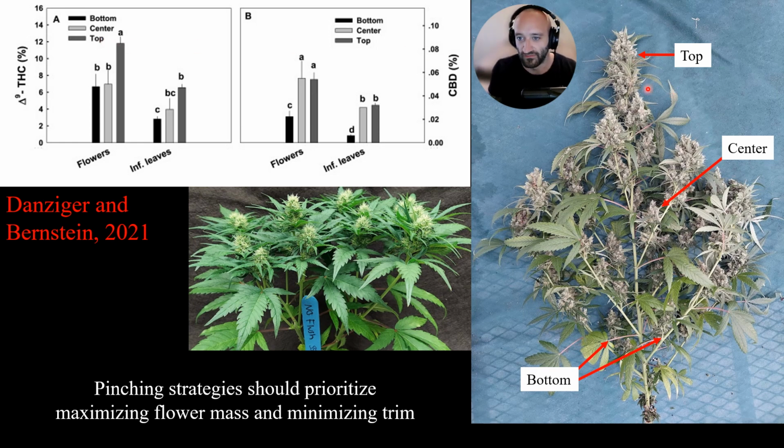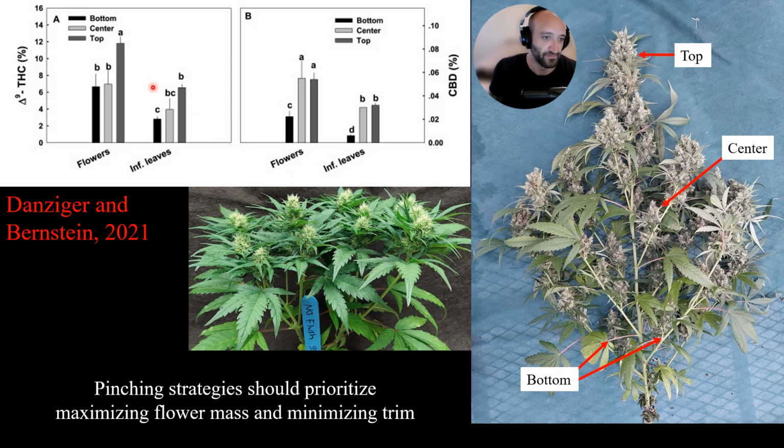And so this is one of our plants from a few years ago when we were growing unpinched plants. And so this is kind of what it would be generally like: the bottom flowers, the center flowers, and these terminal flowers. And so, just focusing on the THC figure here, at the top of the plant, like you'd expect, you're going to have the highest amount of THC. And as you get lower into the plant, you're going to have less and less THC in these flowers.